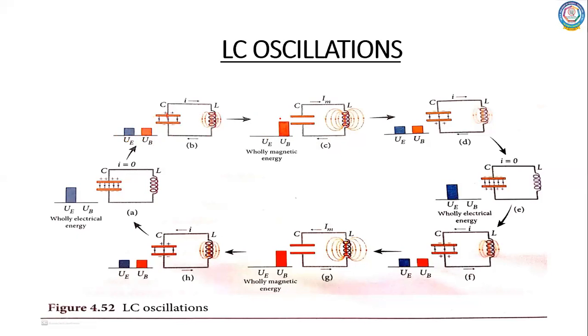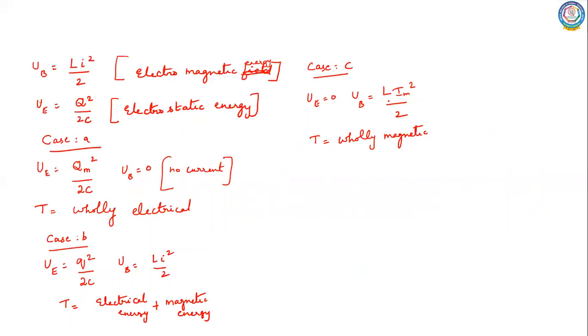Now here is the third diagram, where the charge in the capacitor gets fully exhausted and the electrical energy becomes 0. You have maximum current flowing in the circuit, and the energy is completely transferred to the inductor, which gains maximum energy, given as UB equal to L Im square by 2. The total energy here is wholly magnetic. Is it clear, children? You understood this.